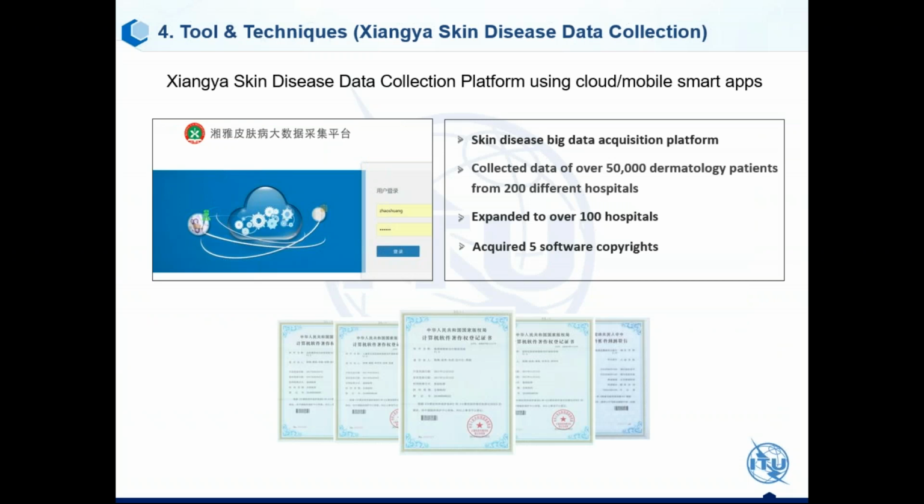And then the Shanghai Skin Disease Data Collection Platform is using the cloud computing platform. And one of the collection sources or channels is a mobile smart app. And we ask them to take the right picture in the right way. And this is called train the trainer. We don't really deal with the clients directly or the patients directly.